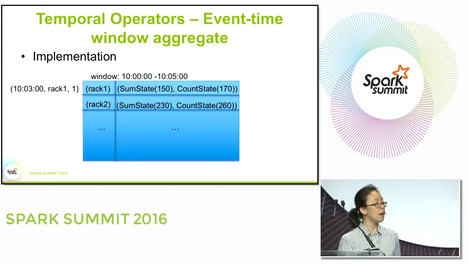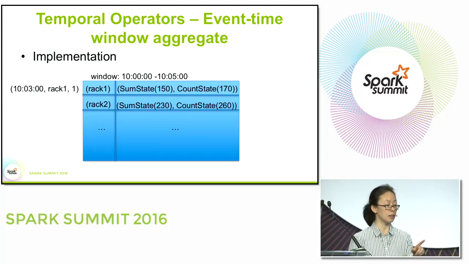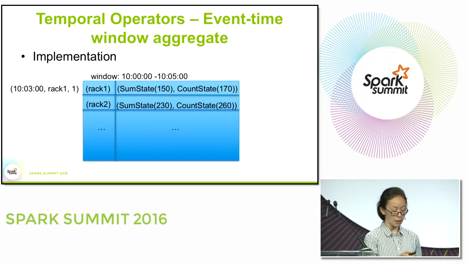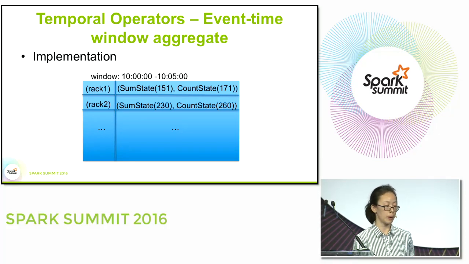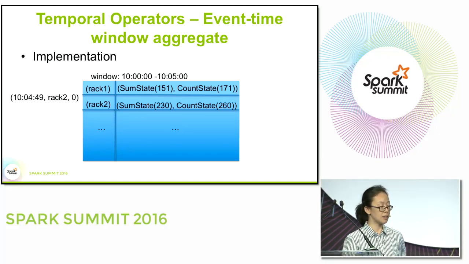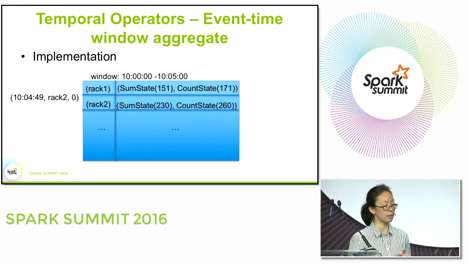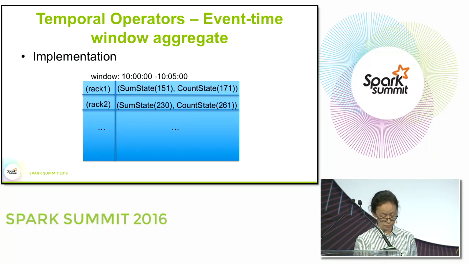Then suppose we got a new event for rack 1, which is a success event. That's what the last one indicates, and with timestamp 10 o'clock and 3 minutes. So we just use this one to update rack 1's window aggregate. Both the sum and the count will be incremented by 1. And then this is the next event, which also belongs to the current window, and it's for rack 2, but it's an unsuccessful event. So we'll update the internal state too.